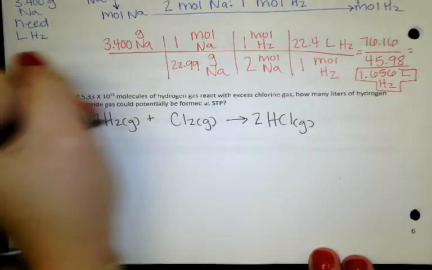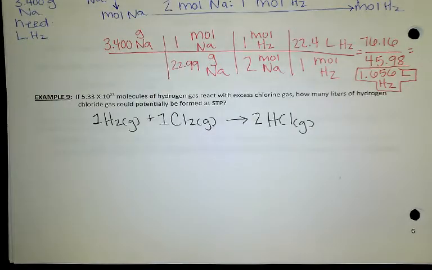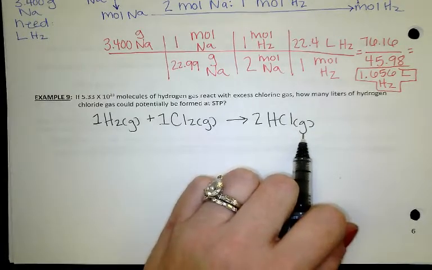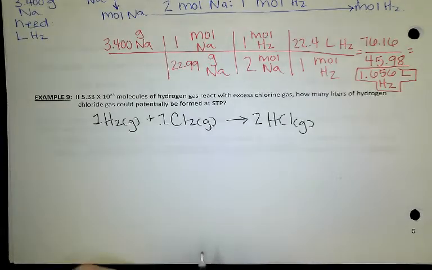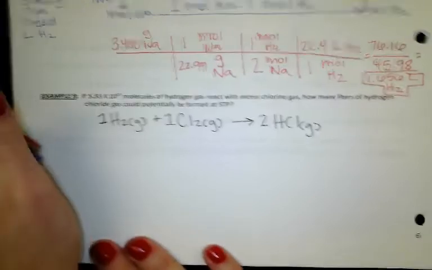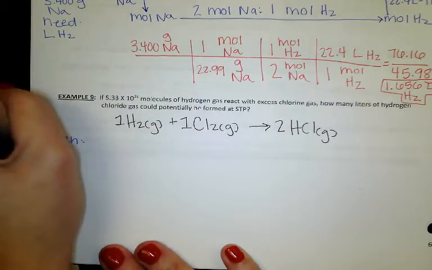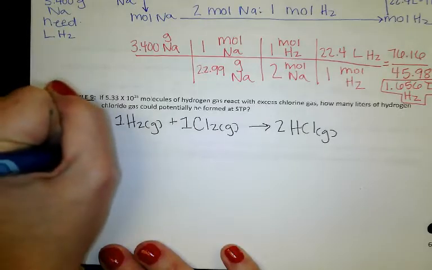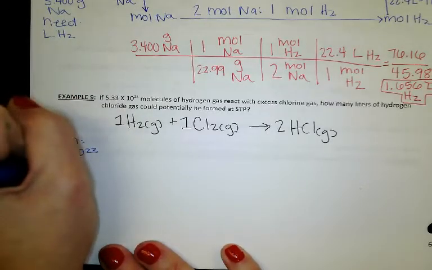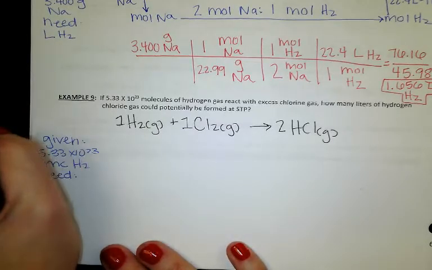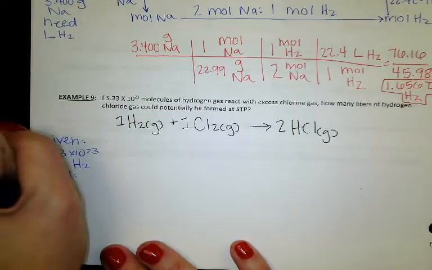So now you may see HCl and think, isn't that hydrochloric acid? But remember, acids are not acids unless they are dissolved in water. So in this case, we don't have an acid. We just have a hydrogen chloride. Okay? So now start with your given. We are given 5.33 times 10 to the 23rd molecules of hydrogen gas, and we need liters of hydrogen chloride gas.